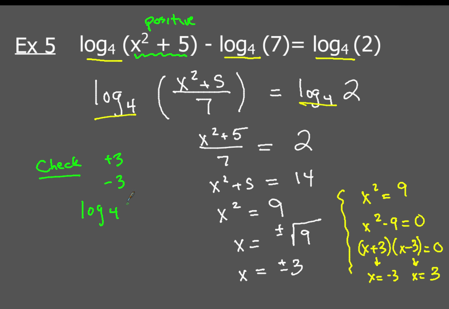So putting in plus or minus 3, when I square that, I'll have 9 plus 5, which of course is 14. Log base 4 of 14, which is positive, which is what I need: I need something positive. So my answers are plus or minus 3 for the value of x. Onward. One more example.